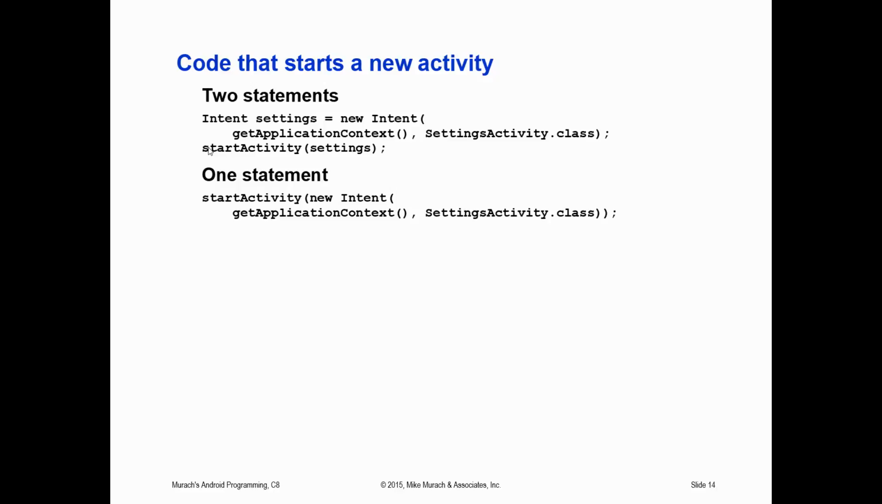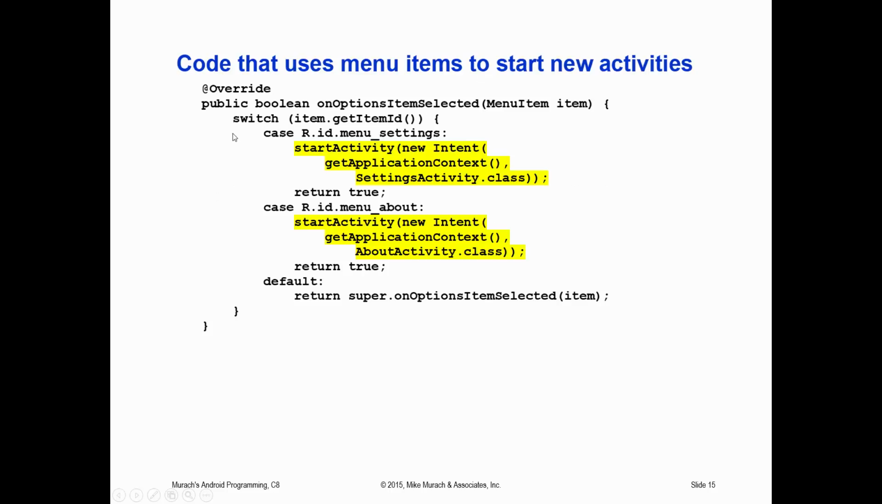The first example here shows two techniques for starting a new activity. This first one has two statements, where the first one creates the intent object, and then the second passes the intent object to the startActivity method. The second one is the same thing, but it combines both into one line. The second one is going to run a little bit faster because it's only a single line. But if you find the first one easier, especially when you're starting, that's the one you should use. We'll take a look at this a little bit later. We will be going over that in class as well.